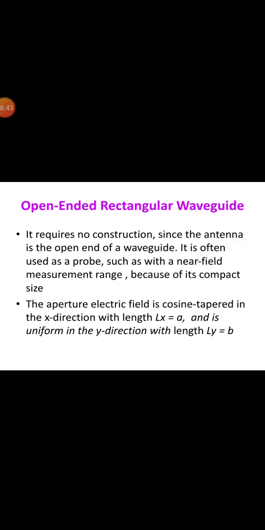The aperture electric field is cosine tapered in the x direction with the length Lx equal to A and is uniform in the y direction with the length Ly equal to B. So this diagram shows the radiation pattern of an open-ended rectangular waveguide.